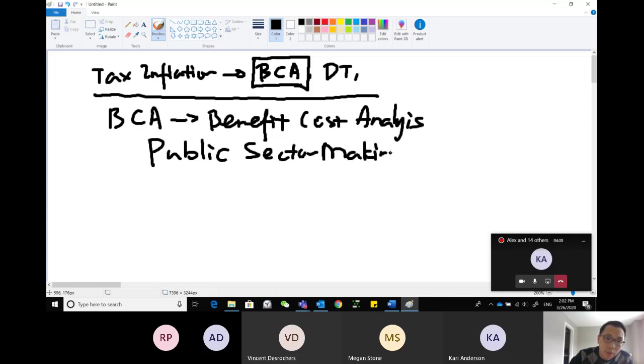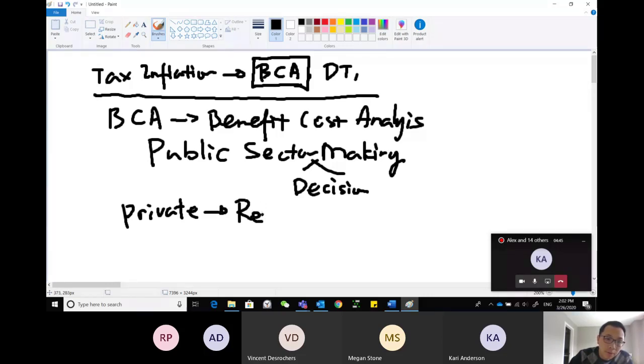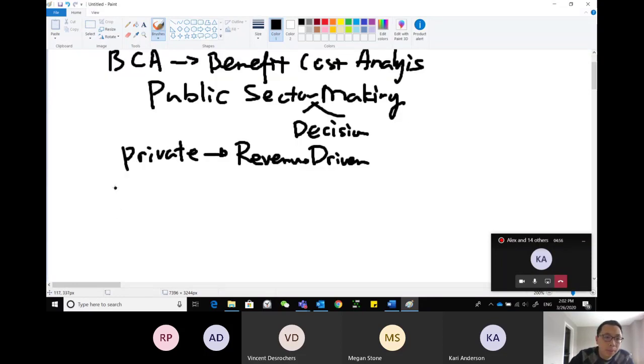The difference between public sector decision making and private sector decision making is that private sectors are more, I would say, revenue driven. So it's more about comparing the cost and the revenue, right? Versus public, which is more social benefits driven.